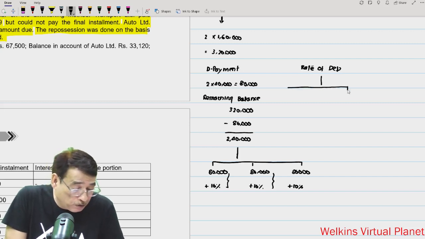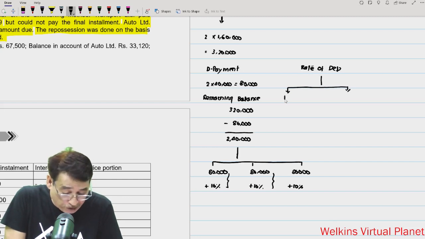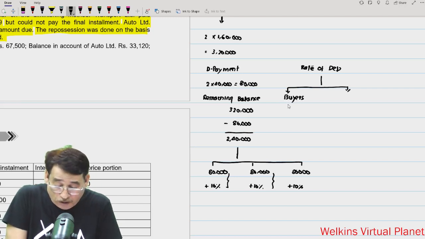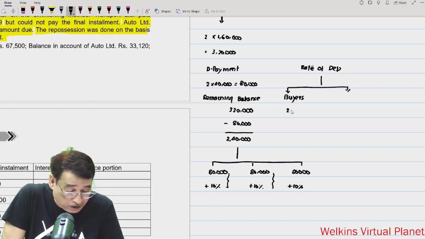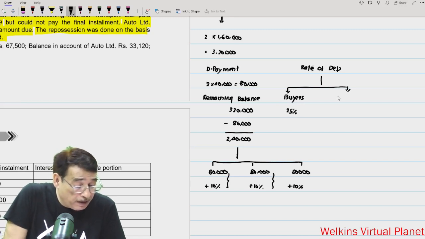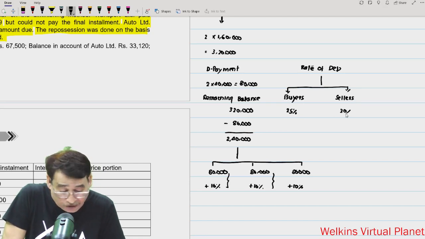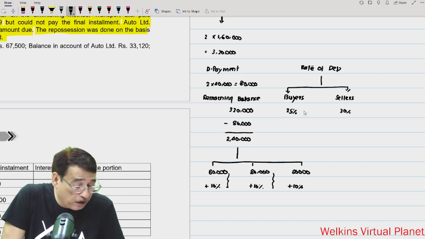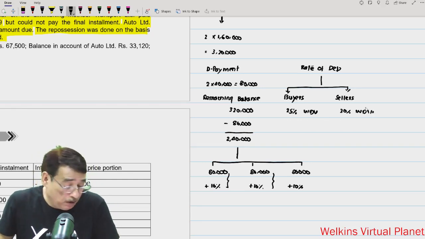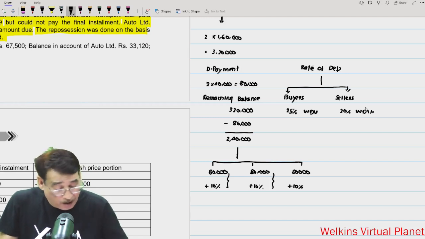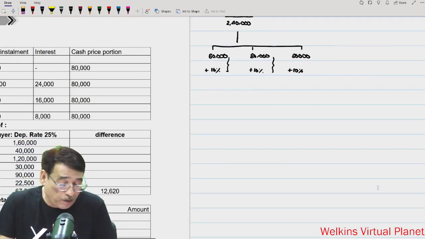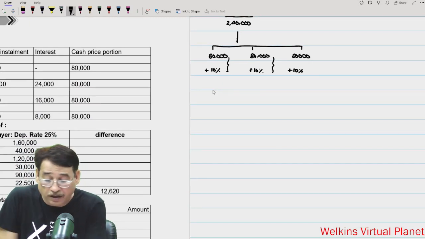Now, if you look into the question, you will find that the buyer's rate of depreciation was, if I'm not wrong, 25%. And the seller's, that is the vendor's, rate of depreciation was 30% on written down value basis. Correct? 25% on written down value and 30% on written down value basis. So this is the analysis of the question. As I told you, I am going to simply do the working part. First of all, we will calculate the interest as we normally do.